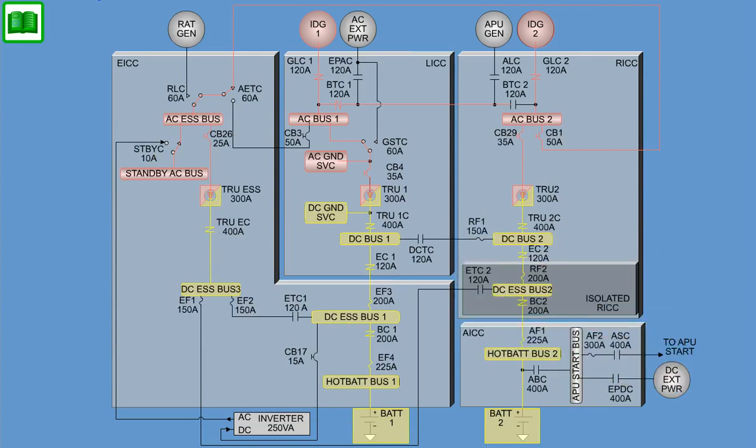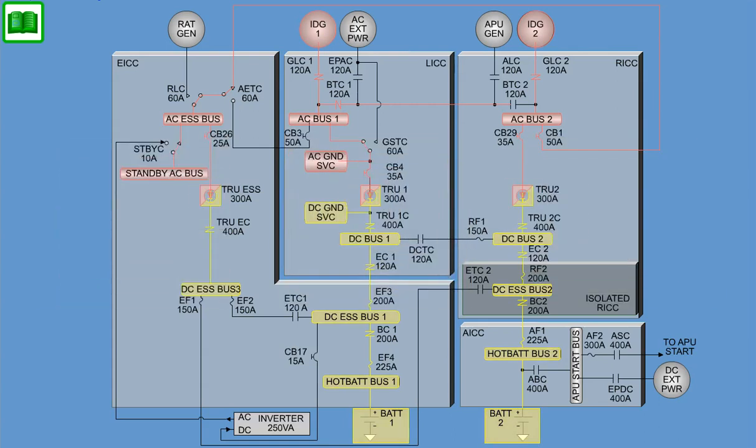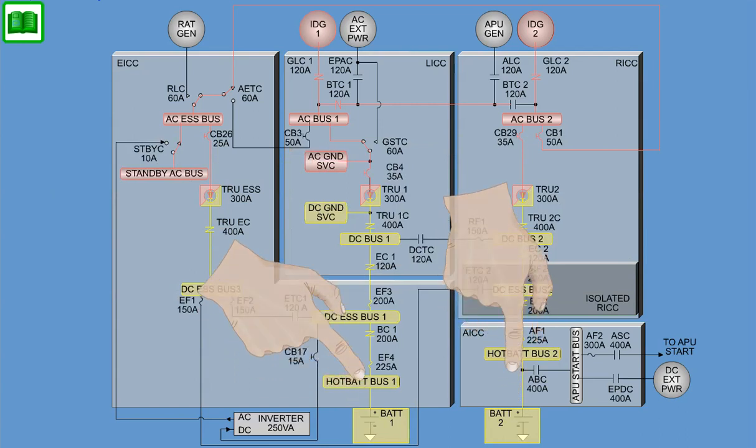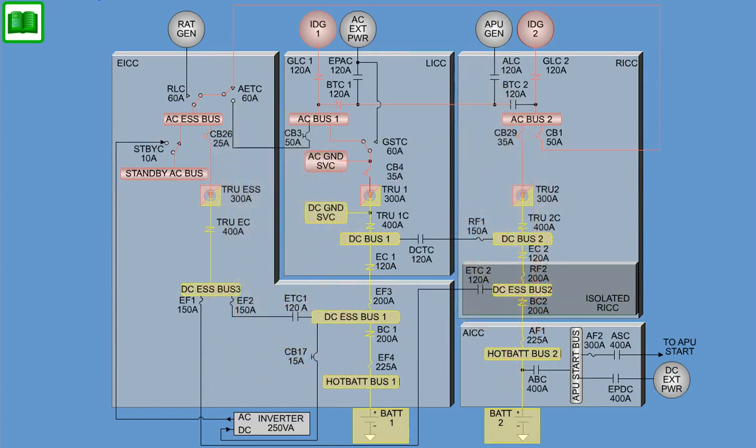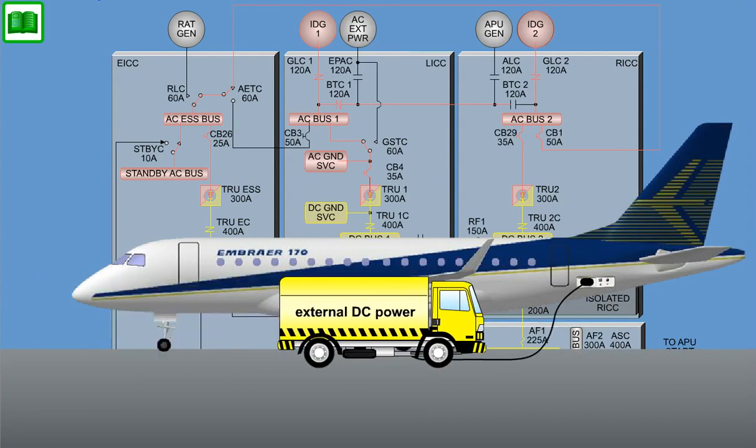For operation of DC-powered airplane equipment, the conversion from AC power to DC power is provided by 3 transformer rectifier units. Batteries 1 and 2 are used to back up all DC buses to ensure continuous supply for DC loads. Battery 2 also provides energy necessary for an APU start. DC external power is provided by a ground power unit, GPU, and is only used to perform an APU start.